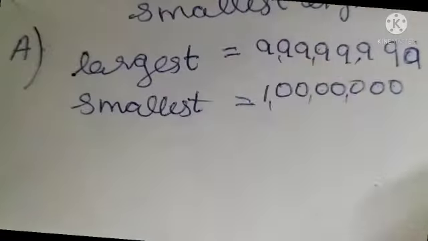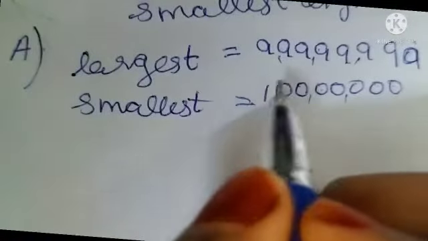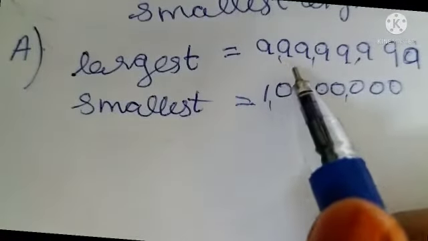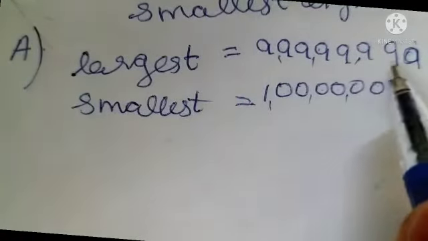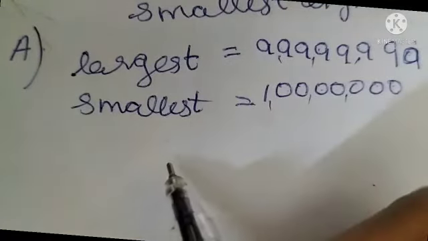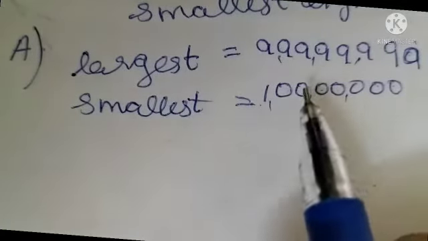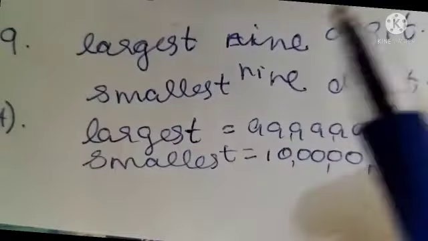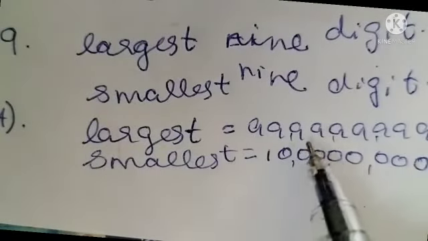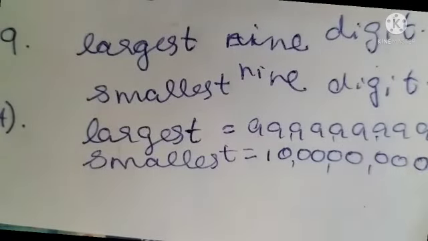Largest 8 digit and smallest 8 digit. Largest 8 digit is 9,99,99,999 and the smallest 8 digit is 1 crore. 99 crore 99 lakh 99,999.